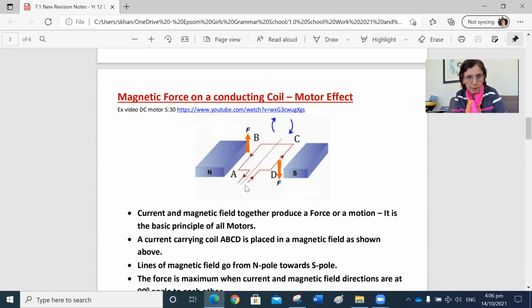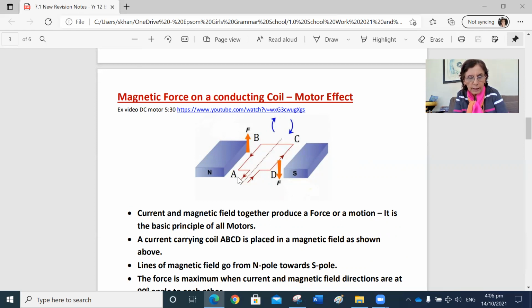So say, for example, current is going from D to C, B, and lines of magnetic field are going from north to south, so that will be to the right. Now, if you look over here at the side DC, then using the right-hand slap rule, you put your thumb in this direction, magnetic field is from north to south, and using that, force comes downwards. So this side of the coil will be experiencing a downward force.